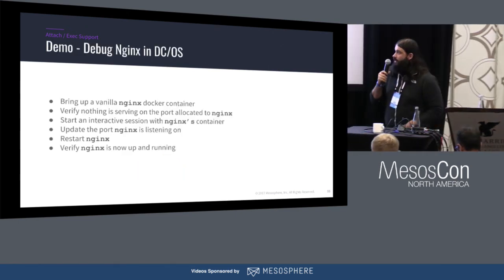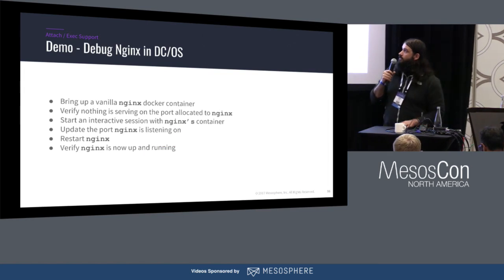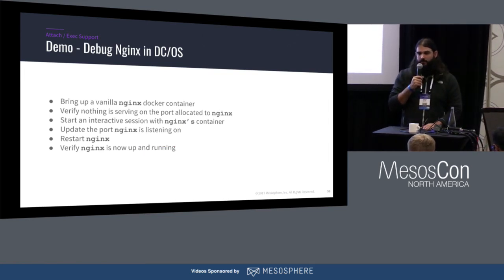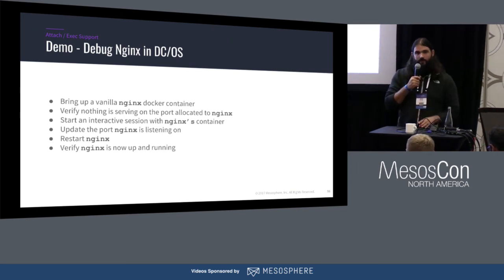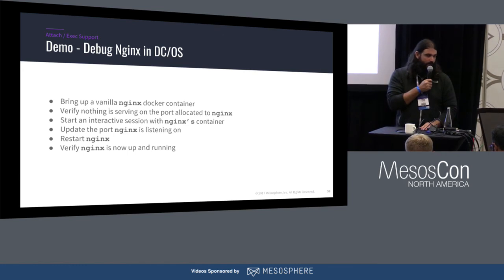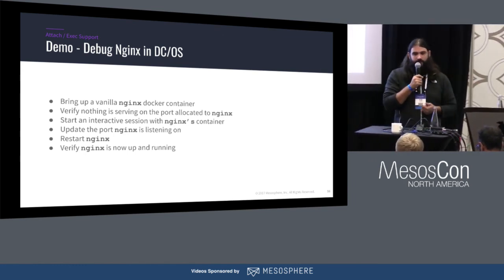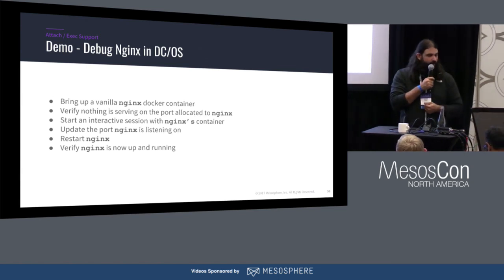So what I want to do now is demo how you can use this. And like we mentioned before, we have an interactive session coming at the end of this where you can rerun through this exact set of steps yourself to play around with some of the support. But what I basically want to show is how you can bring up a vanilla Nginx Docker container, run it through Marathon, and make sure that nothing's serving on the port that's been allocated to Nginx.